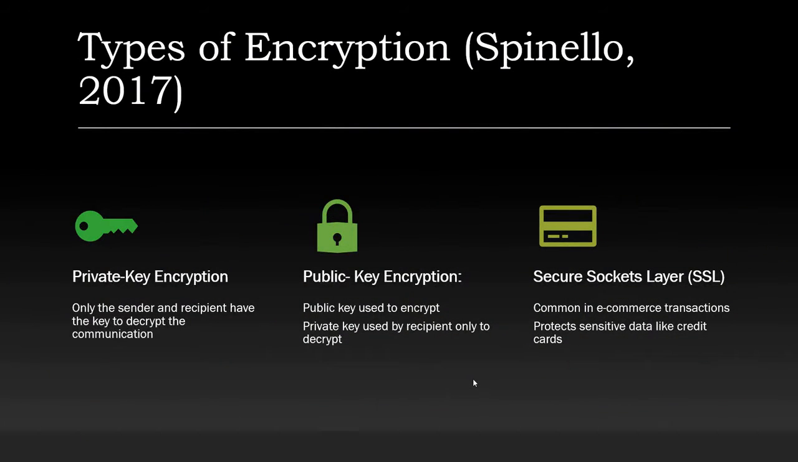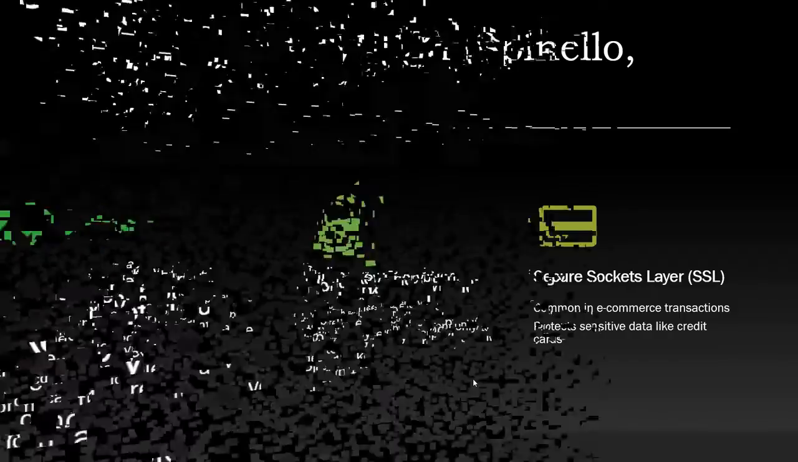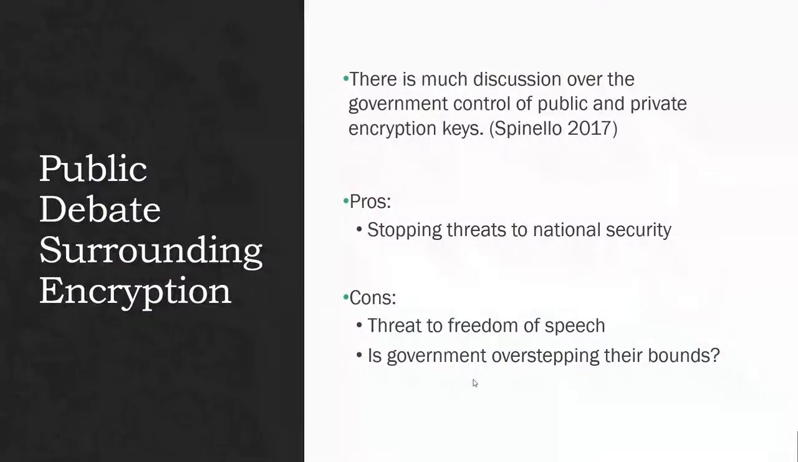Private key encryption, which has been used widespread since the 1960s, where only the sender and recipient have the key to decrypt the communication. And there's public key encryption, where the sender and recipient both receive a set of keys, one public and one private. And then secure sockets layer. This is most commonly used in e-commerce transactions, and it's used to protect sensitive data like credit card numbers from being taken by intruders. There's a lot of discussion over the government control of public and private encryption keys.